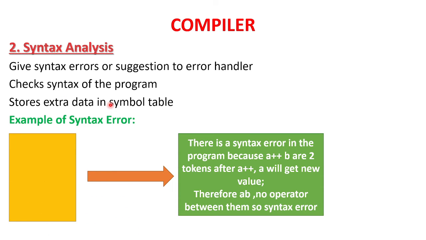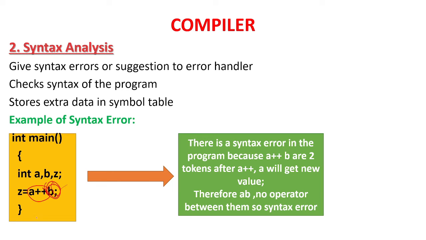So an example of a syntax error is this program. Here three variables are declared, a, b and z of type int, and z is equal to a plus plus b is written. Now there is a syntax error in the program because a plus plus is one token. This b is separate. Plus plus is attached to a. It is for one variable, and this b is considered another variable.